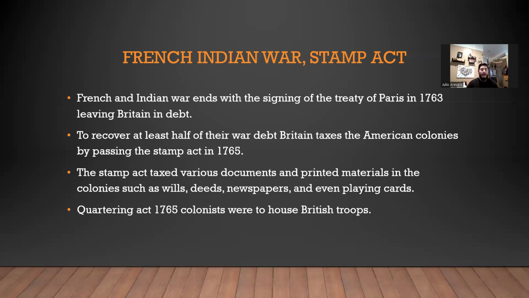So the Quartering Act was also passed in 1765, and what it asked of the colonists was to provide British troops with housing, whether that be in inns, abandoned buildings, or houses. So yeah, they needed to house the British troops, and they paid for that as well. Any revenue lost or gained from that went towards the British Parliament.